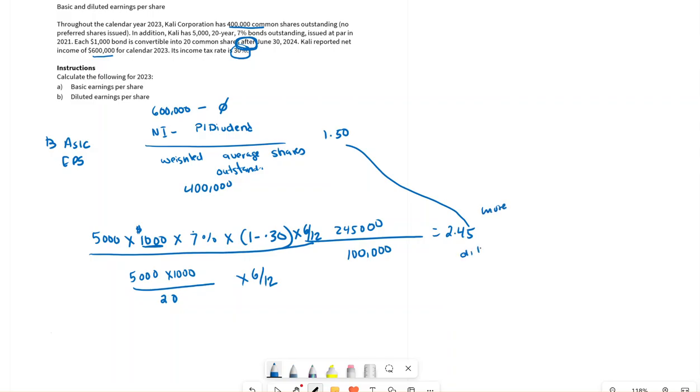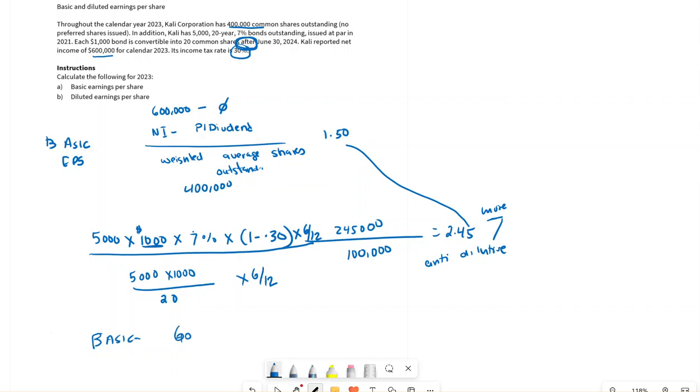We call it anti-dilutive. If it's a more, it is anti-dilutive. If it's anti-dilutive, then we say basic earning per share. You have to rewrite it.